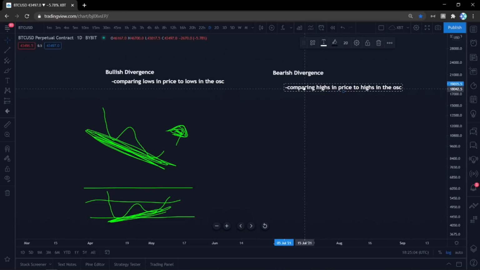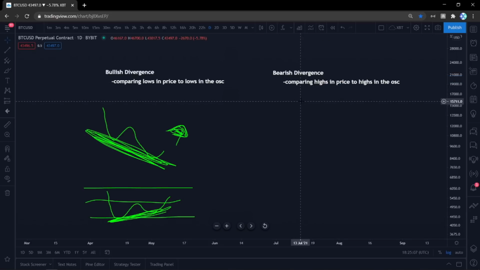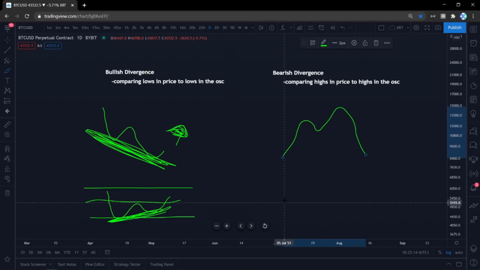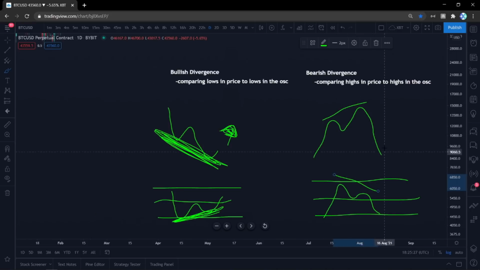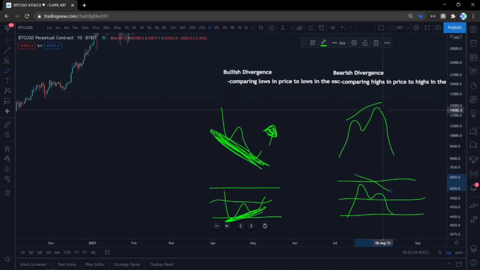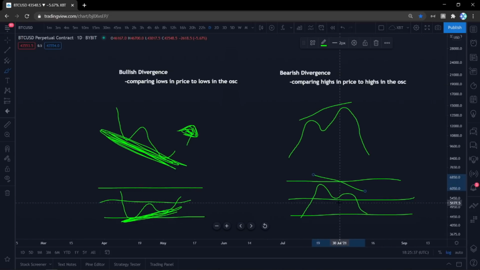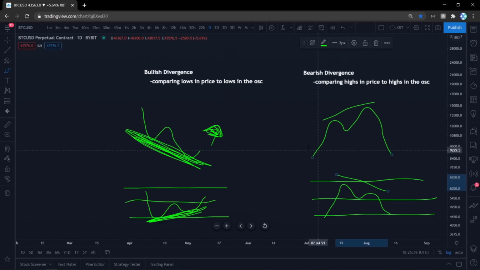A bearish divergence is comparing highs in price to highs in the oscillator. So if we saw the price coming up like this and the price goes higher, like what we saw on the chart before, but then you look at the oscillator and the oscillator is weaker, do you see how the price went up, oscillator went down? That's a standard bearish divergence. And so when you're in an uptrend and you see this, that's a great place to take profit. If you're in a downtrend, this is a great place to enter a short position. And so these are standard versions of each one.